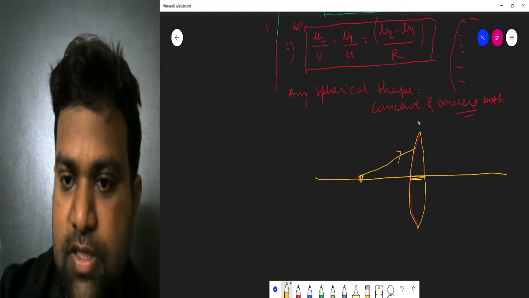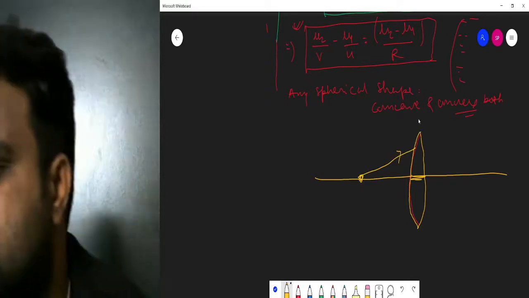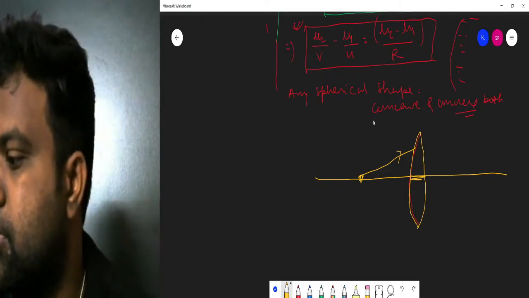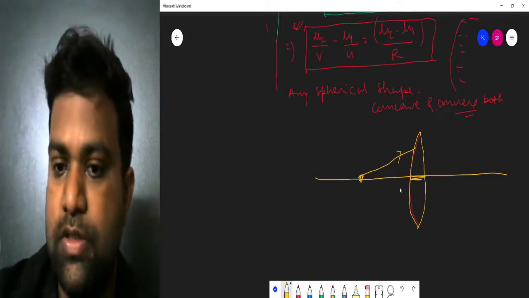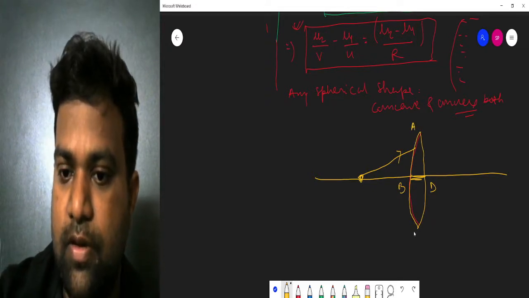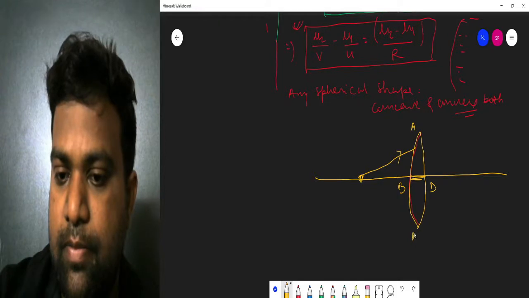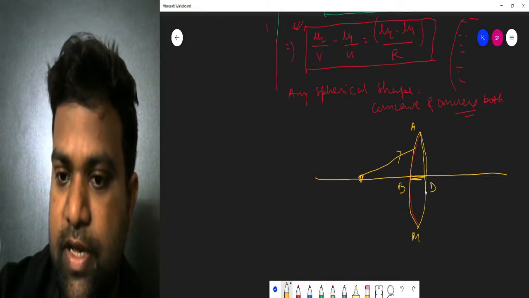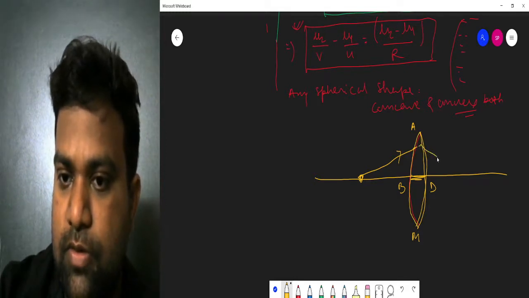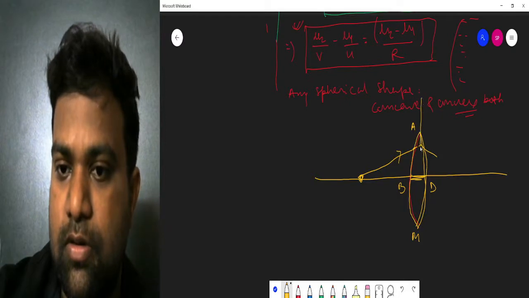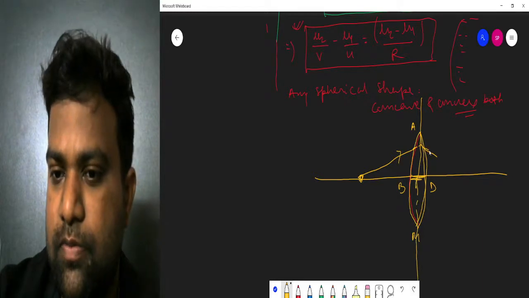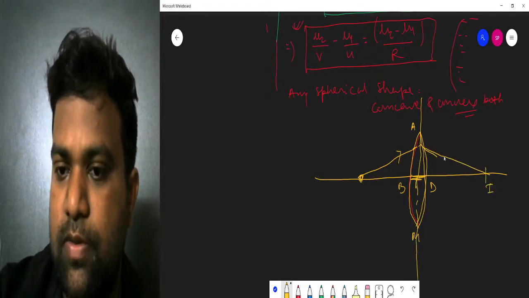One surface is, let's say, this surface. This is B, this is D. This is, let's say, ABM, and this surface is ADM. And this image will be formed, let's say this is your axis which is passing through, and let's say the image will be formed here.